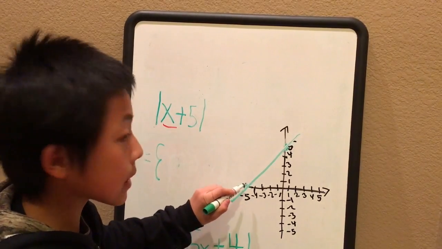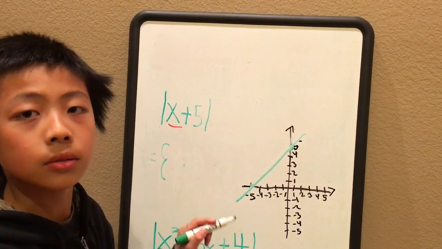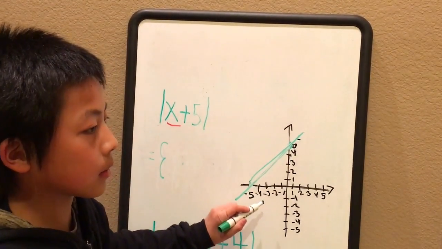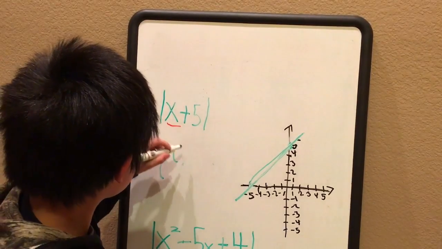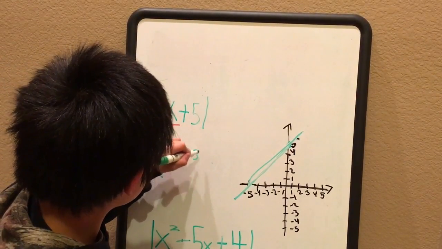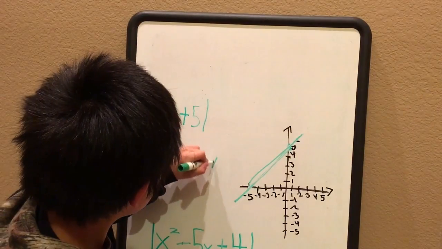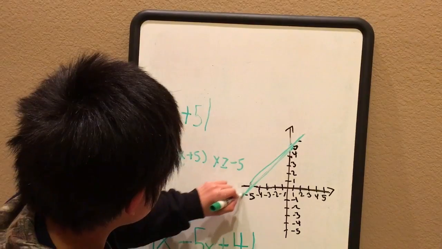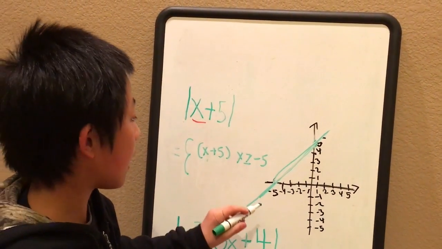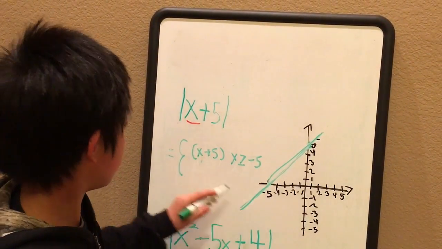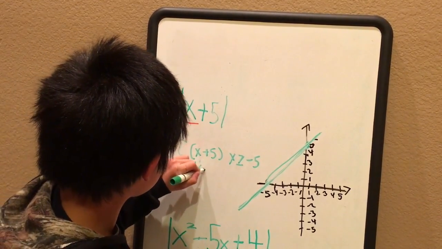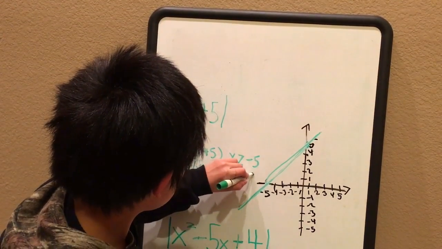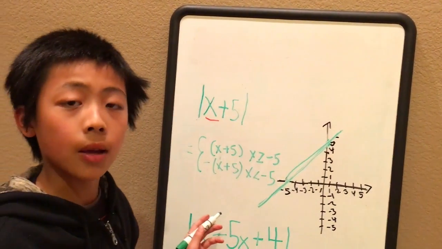Right, so when x is greater than or equal to negative 5, the y value is greater than 0. Then, when x is less than negative 5, the y value is less than 0. And there we go. We've solved our second equation.